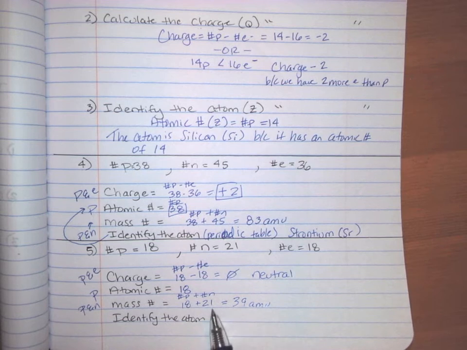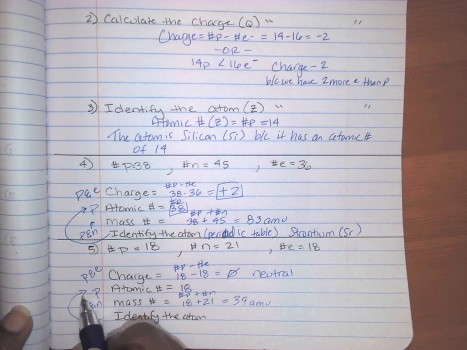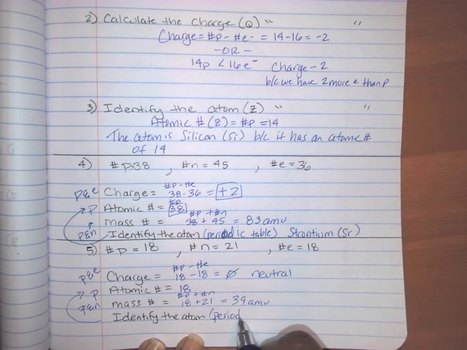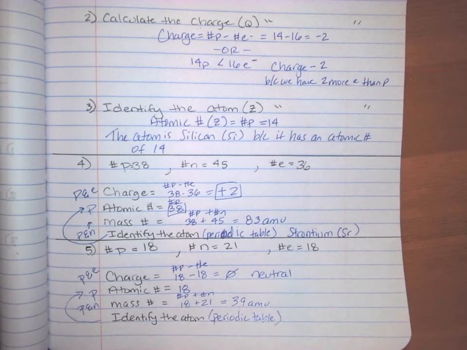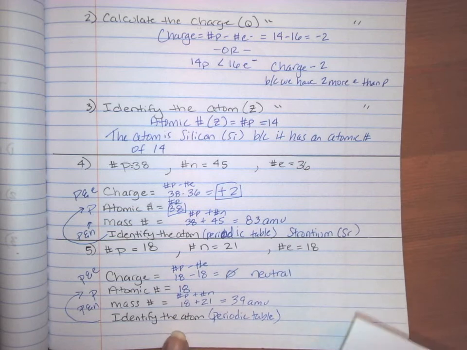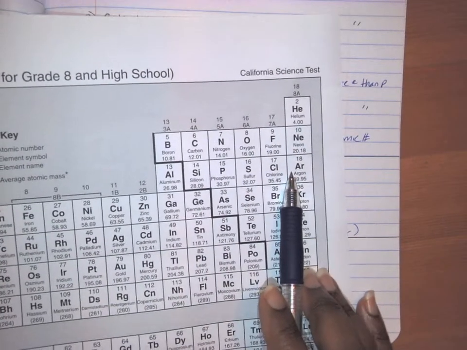And then the last step is to identify the atom, okay? So if we're identifying the atom, which of these three would help us identify the atom? That's right, it's the atomic number. So I need to use my, I'll spell it right this time, periodic table. Okay, and I go to my periodic table, I'm looking for atomic number of 18. And so I'm screwing around, there, oh, there it is.